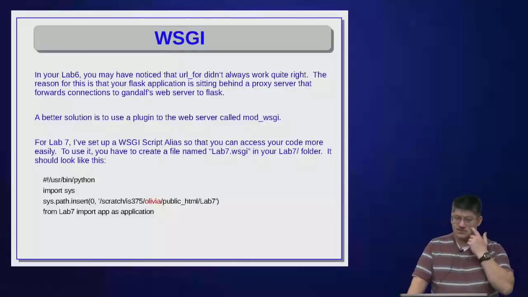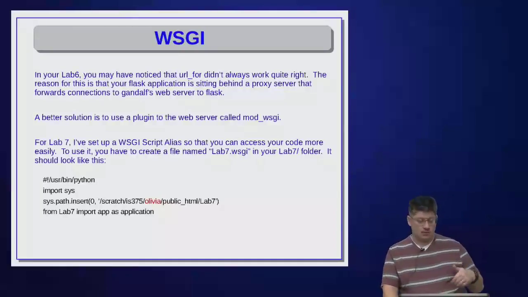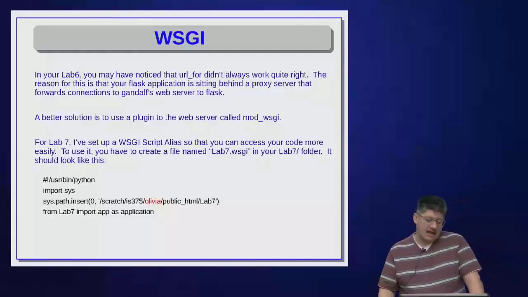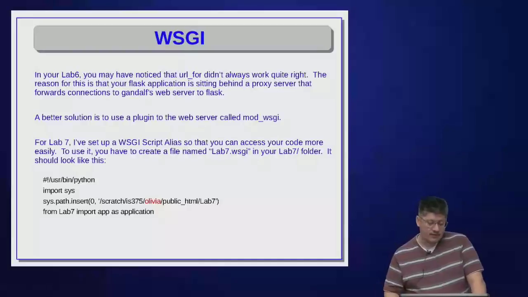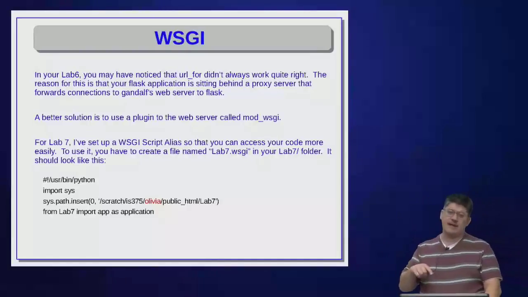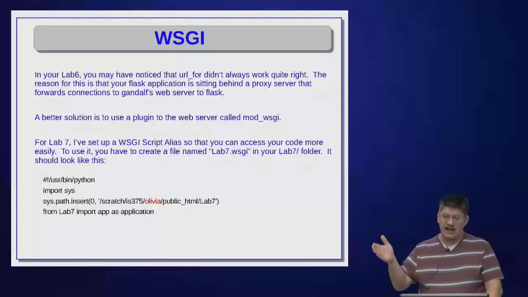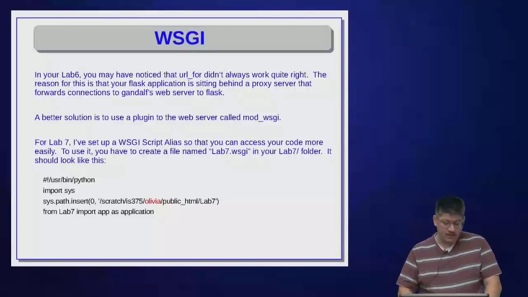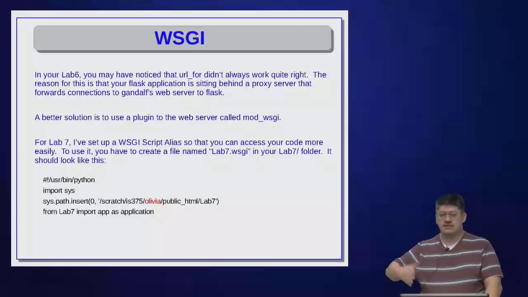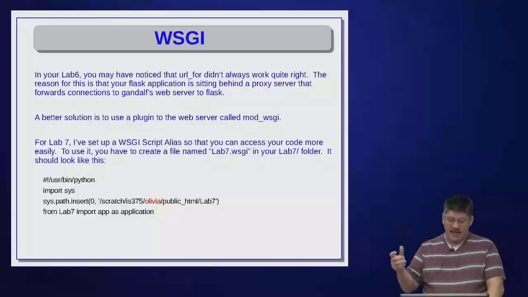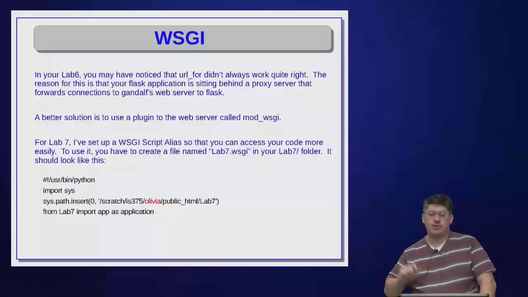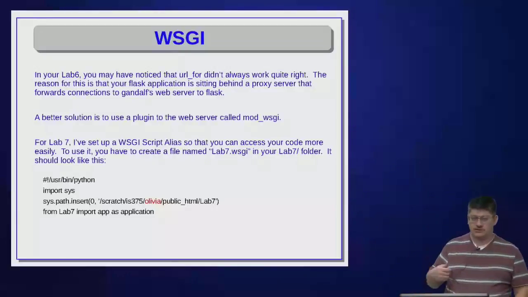So you want to create something like this. This is what I've done. I've made a lab7.wsgi file in my folder. And it's got the magic at the top that runs Python. And then it imports the system library. And it adds this folder to the beginning of the path. So in position 0, it adds Scratch, IS375, Olivia, Public HTML Lab 7. You'll need to do that, but you'll have to replace Olivia with your username. So student 2, student 5, student 30, whatever. And then from Lab 7, which is the name of my .py file, import app as application. And if you do that, then you'll be able to go to your Lab 7 folder and pull it up through WSGI, and you won't have a lot of difficulty accessing things in Flask.